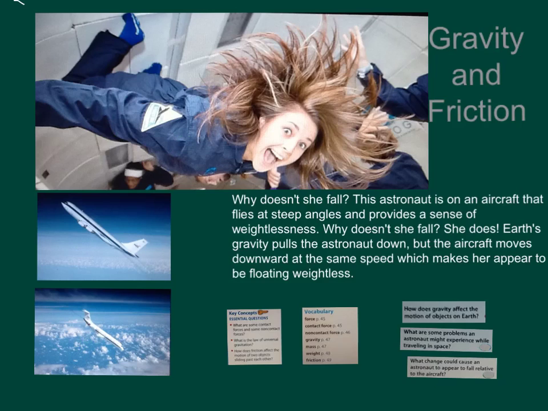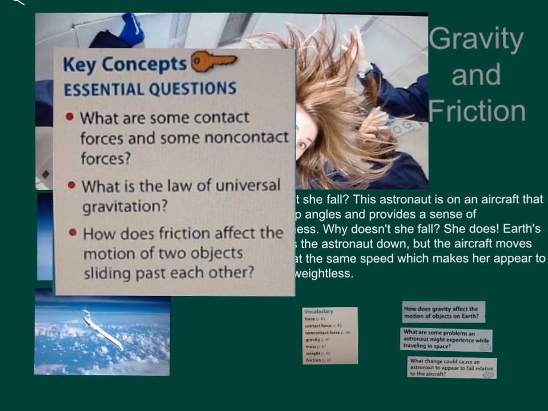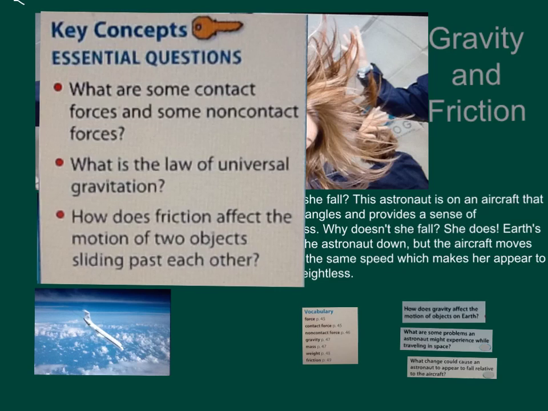Okay, so in this lesson, as in the past lessons, we have some things that you need to write in your science journal. The first ones I want you to write would be the key concept questions, or essential questions. That would be these 3 bullet-pointed questions right here. The first one, what are some contact forces and some non-contact forces? The next one, which is this one here, what is the law of universal gravitation? And the last one is this here, how does friction affect the motion of 2 objects sliding past each other?